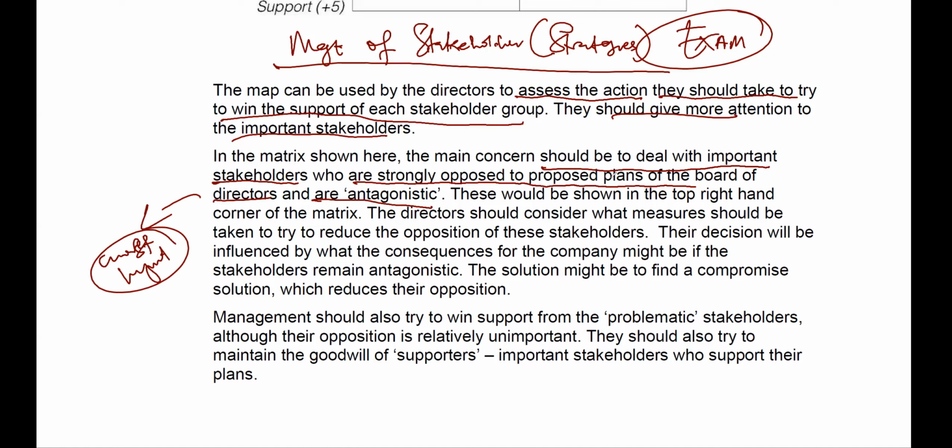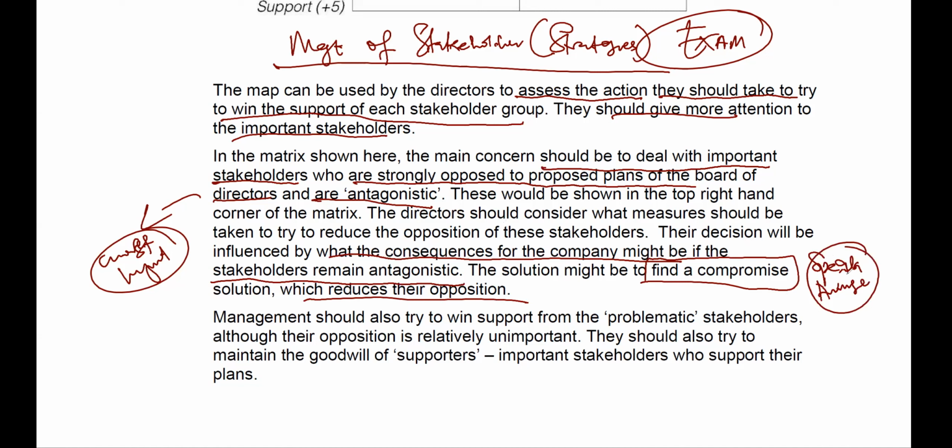These are the ones shown at the top right-hand corner of the matrix, which we saw. The director should consider what measures to take to reduce the opposition of these stakeholders. Their decision will be influenced by the consequences for the company if the stakeholders keep being antagonistic. So what do you do to them? The strategy is to find a compromise which will reduce the opposition. Maybe speak with them, have a dialogue with them, maybe arrange a better payment strategy, or say, this time we are going to pay dividends to you, are you okay with it? Find a compromise to reduce the opposition.